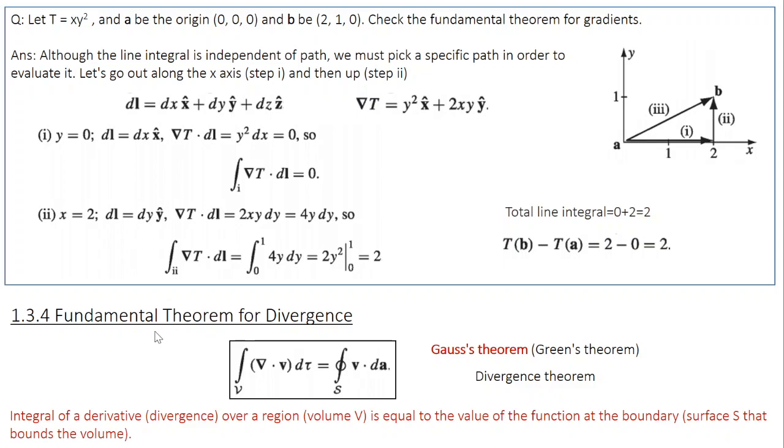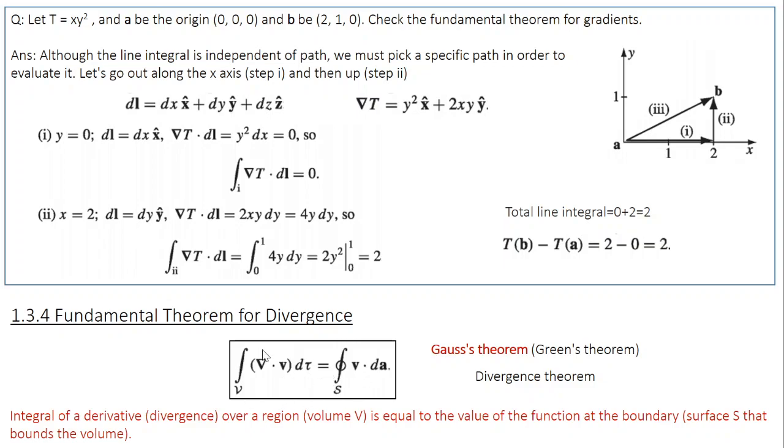Let's move on to the fundamental theorem for divergence, which states that if you take the volume integral of the divergence of a vector function v, this is nothing but the surface integral of the vector function. Mathematically, the volume integral of divergence of v d tau equals the closed surface integral of v dot dA.